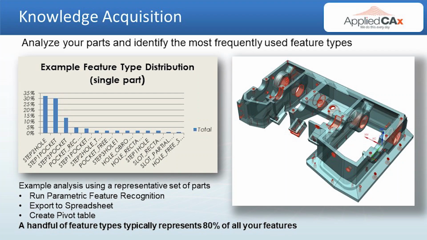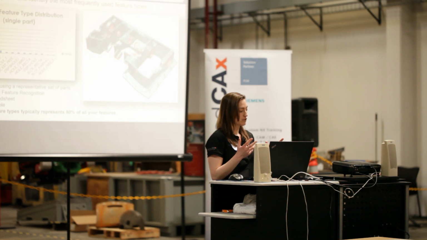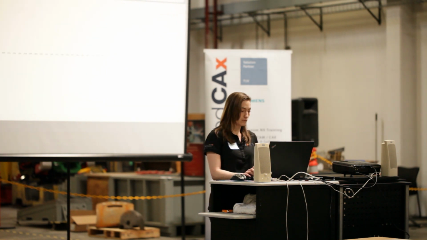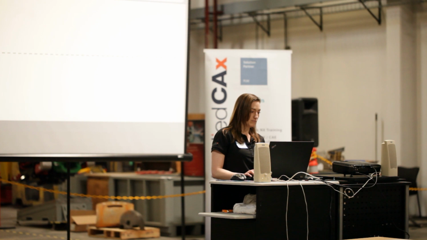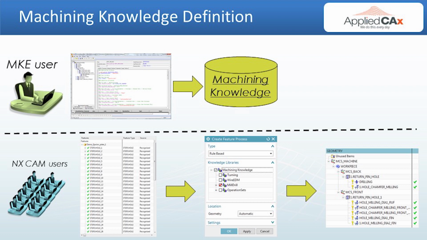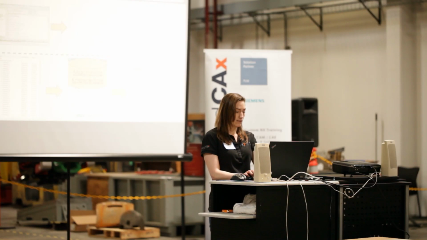And the recommended method for going about this is taking a look at all of the parts that you work on, running some parametric feature recognition, and exporting that data to really get a good look at the typical features that you work with. Like it says at the bottom, 80% of all your features are represented by just a couple of feature types. So this is the method of how machining knowledge definition works. You have one machining knowledge editor user who takes all that machining knowledge collected from all of your parts and creates the machining knowledge, and then that can be used and harnessed by all of your NXCAM users.